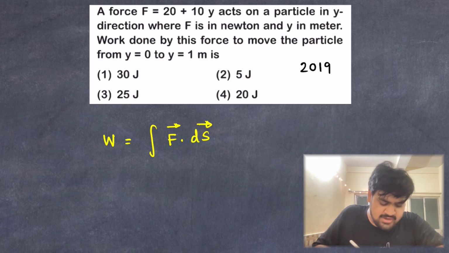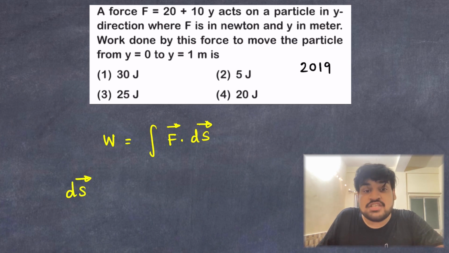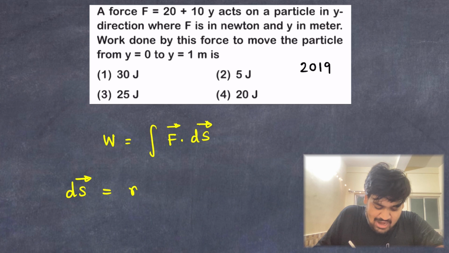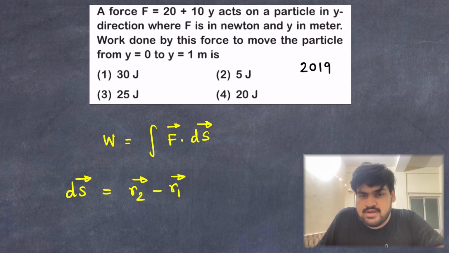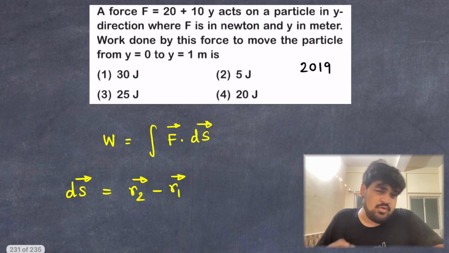Now what did I mention? The ds vector is the change in the position vector, so that is r2 vector minus r1 vector. What is r2 vector? r2 vector is nothing but the final position coordinate. And r1 vector is nothing but the initial position coordinate. What do I mean by that? Let me just explain.